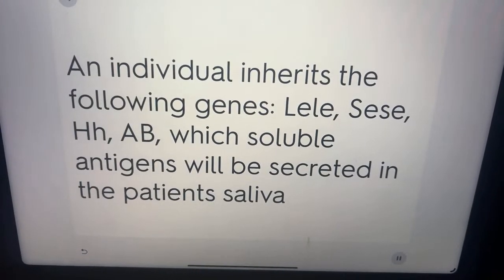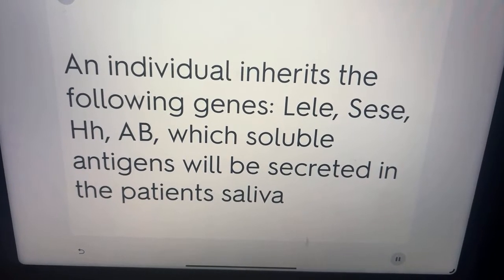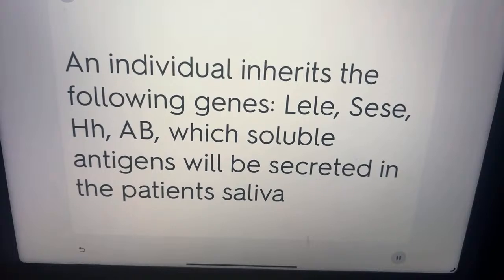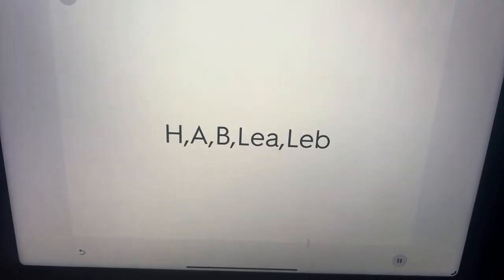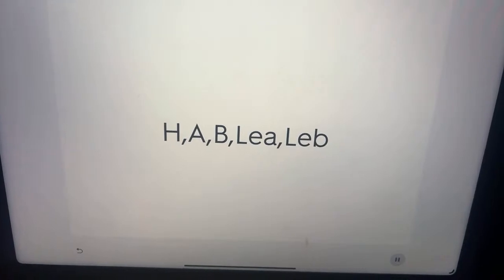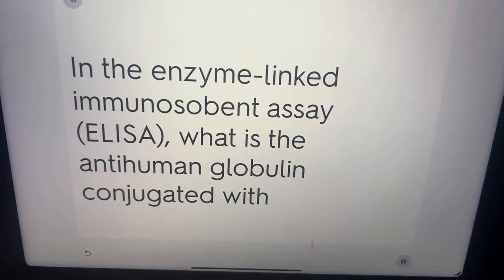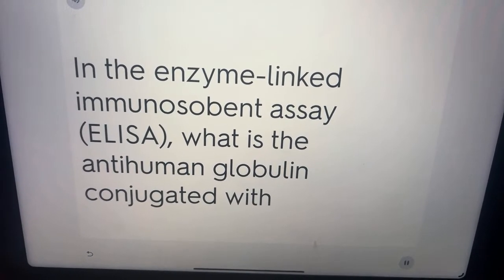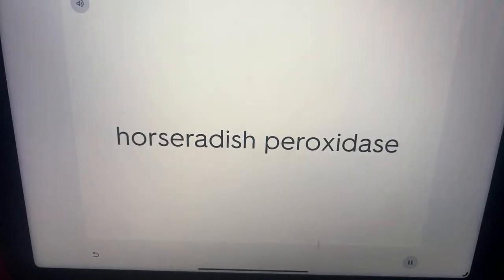An individual inherits the following genes: Le, Se, Se, H, H, A, B. Which soluble antigens will be secreted in the patient's saliva? H, A, B, Le. In the enzyme-linked immunosorbent assay, what is the antiglobulin conjugated with? Horseradish peroxidase.